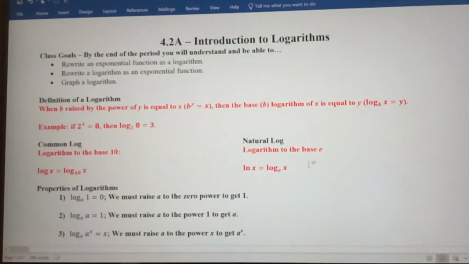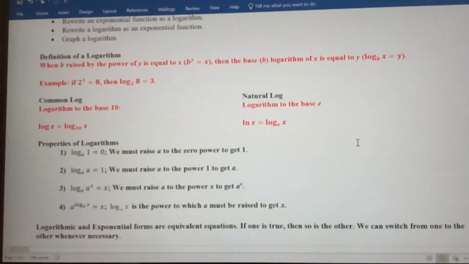Some basic properties of logarithms. If we were to convert this to exponential form, we would get a to the 0 power equals 1. That makes sense because anything to the 0 power is 1, except for 0, of course. So if we were to rewrite this in exponential form, we'd have a to the 0 equals 1.